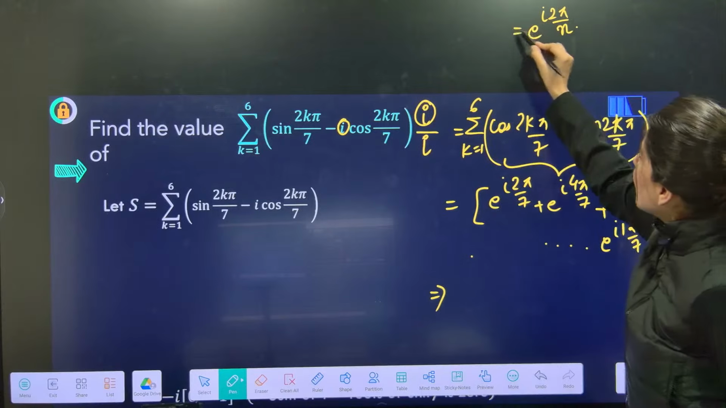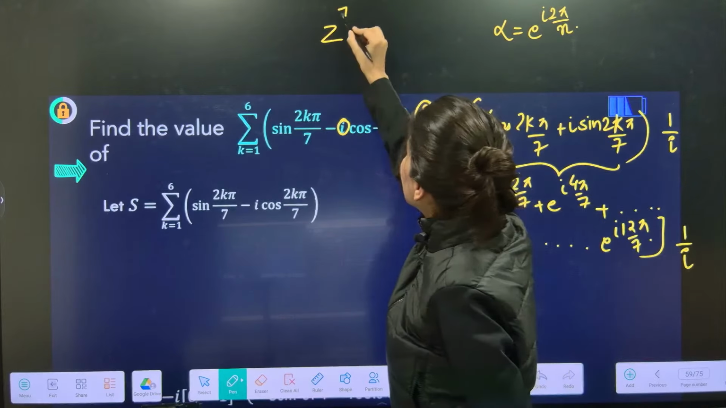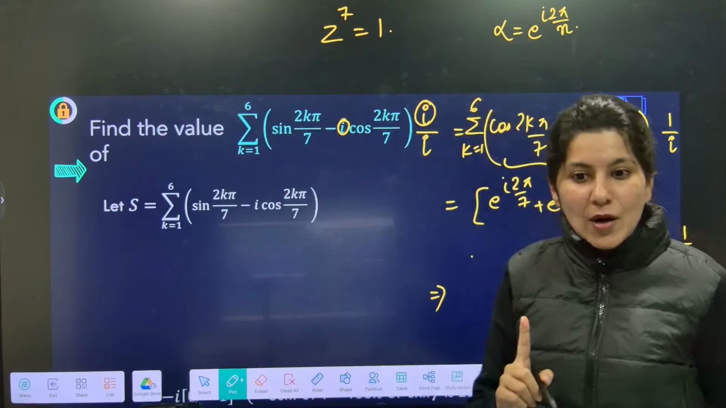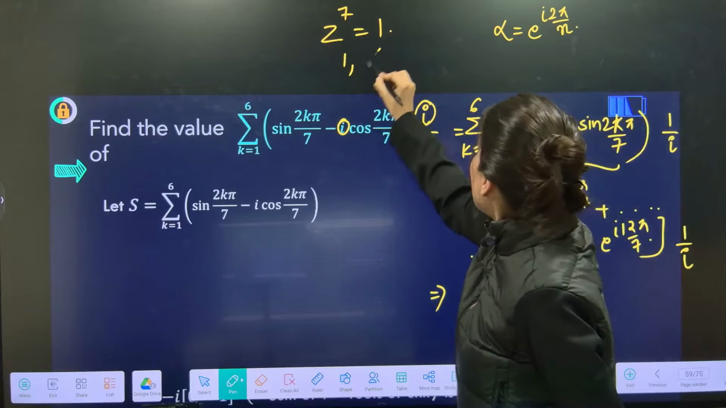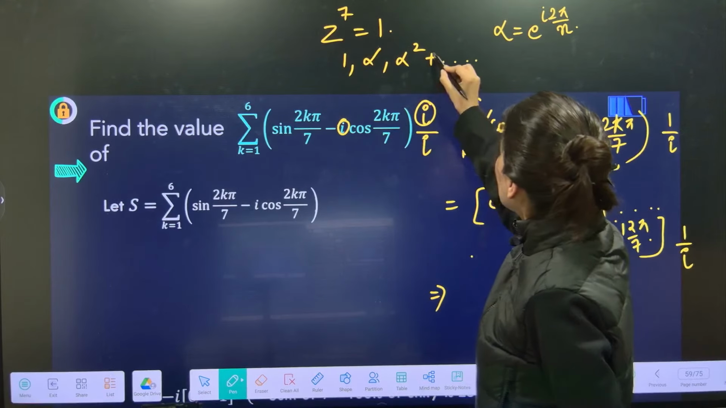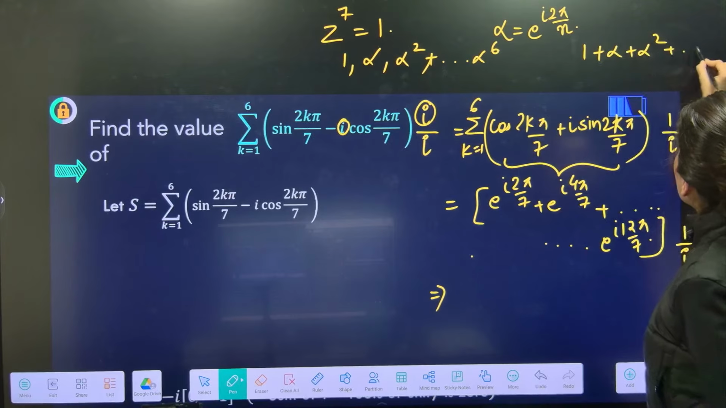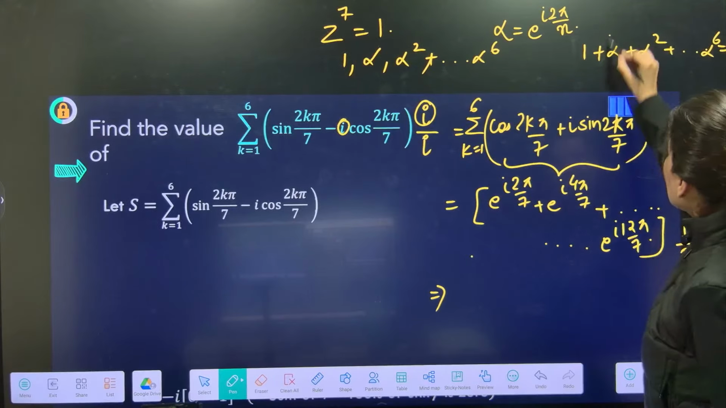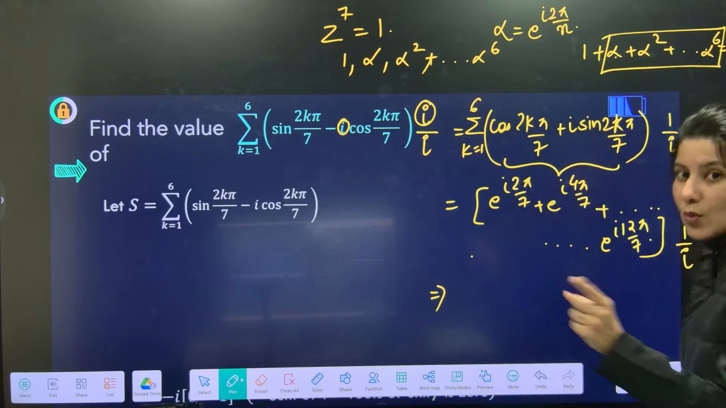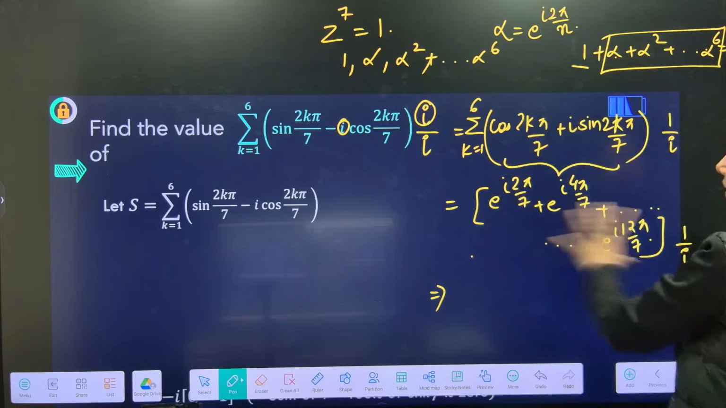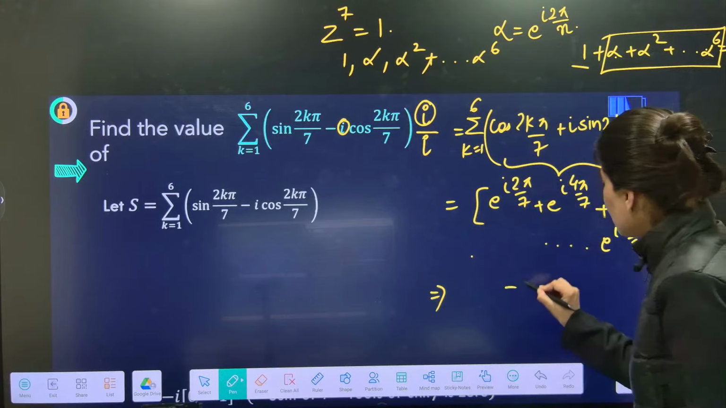And this is your alpha. Basically, I am linking this to z power 7 equals 1. If you are about to find out the roots of this, they will be 1, alpha, alpha square, all the way up to alpha power 6. And you know the sum 1 plus alpha plus alpha square up to alpha power 6 is 0. You are looking from alpha to alpha power 6, which is 6 terms. We have 7 roots, but they are only considering 6 terms, so 1 is missing over here. The sum of all the roots of this equation except 1 is what is written over here. So this is going to be minus 1.